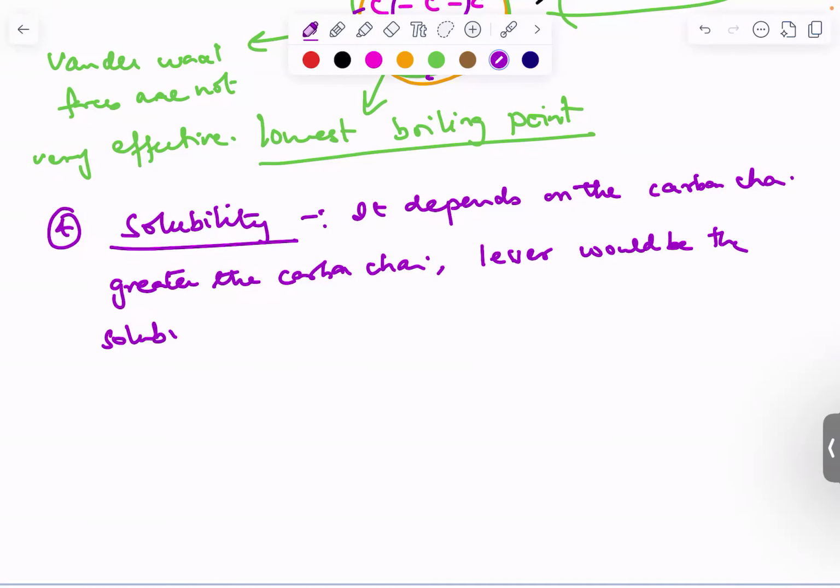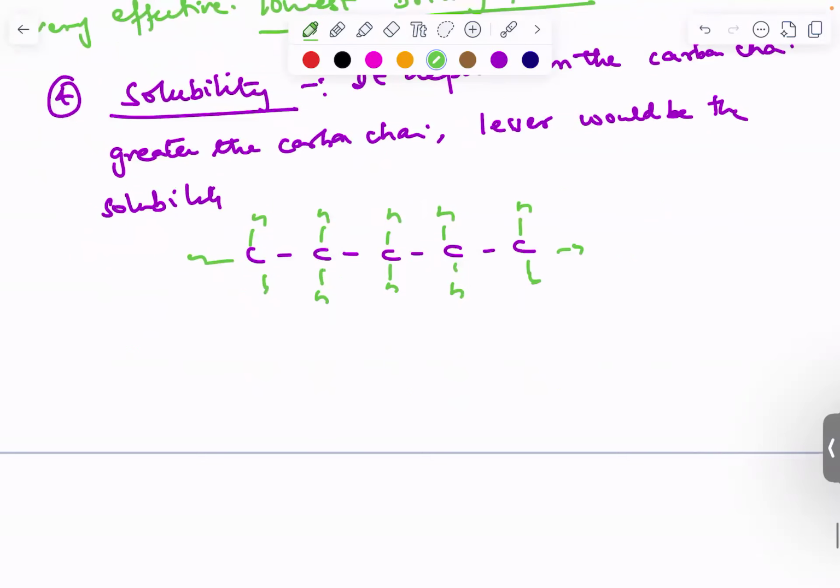Let me tell you this thing: if the carbon chain is greater, that means that hydrophobic character would be greater. So the greater the length of the carbon chain, the more the hydrophobic character. What is hydrophobic character? Water hating.